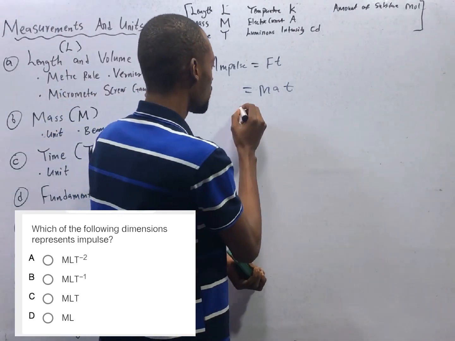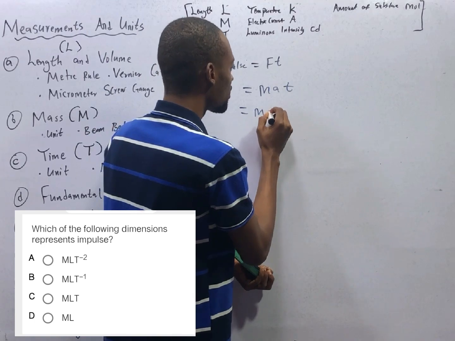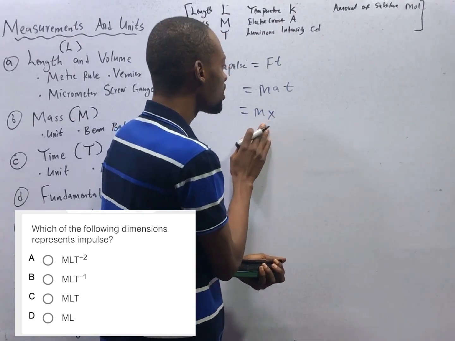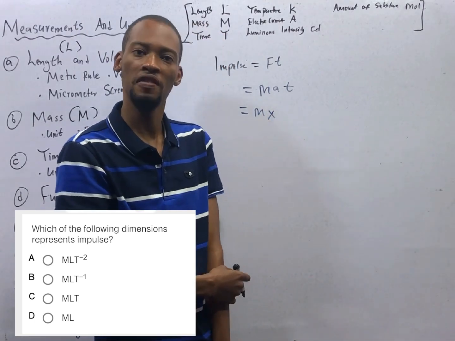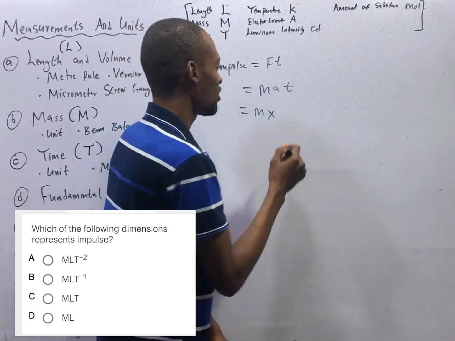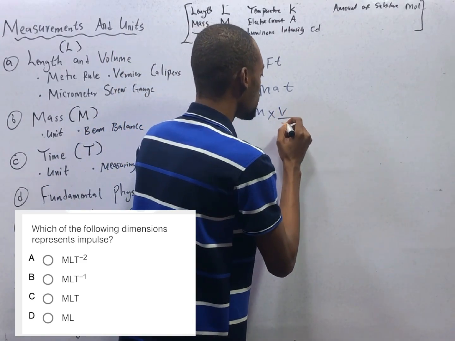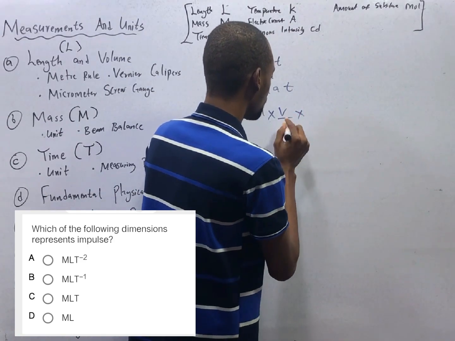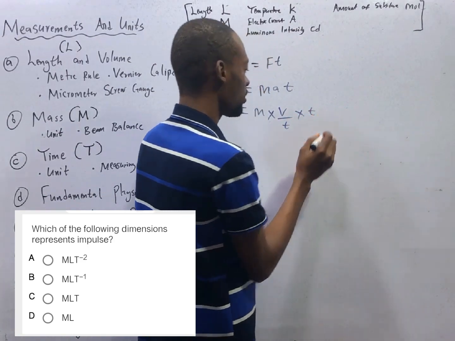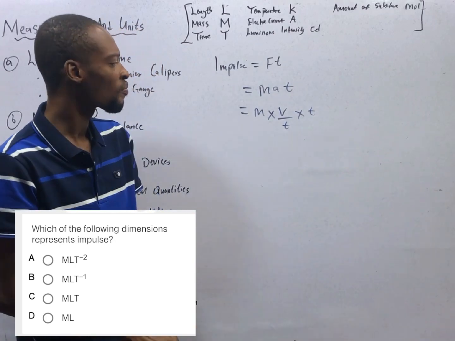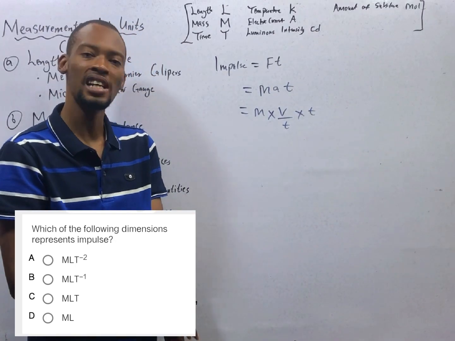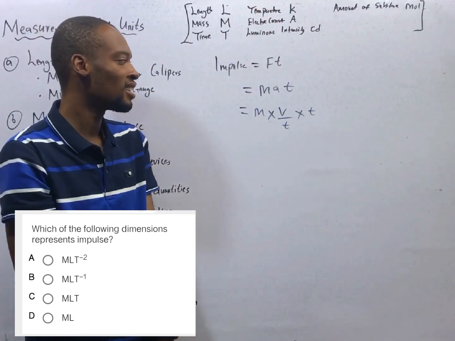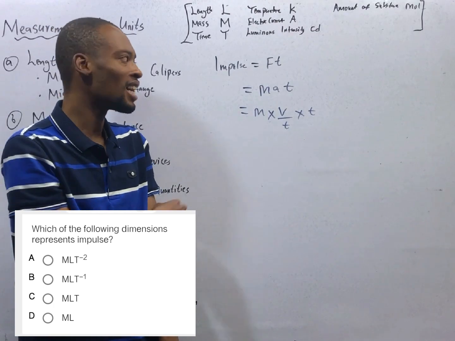We break down. Impulse is mass times acceleration, which is change in velocity over time. So v over t times t. You look again, velocity is a derived quantity. It's not among the fundamental ones. So why do we make it among them?